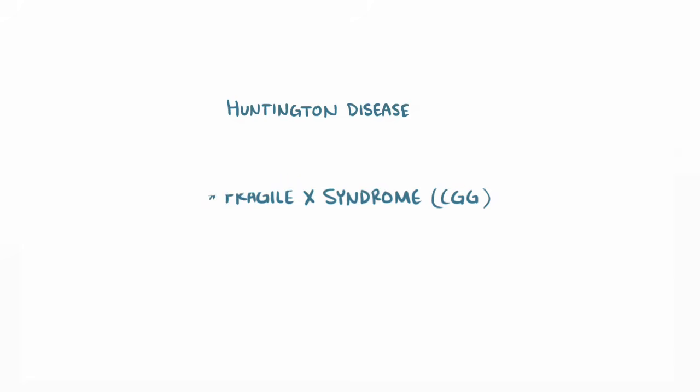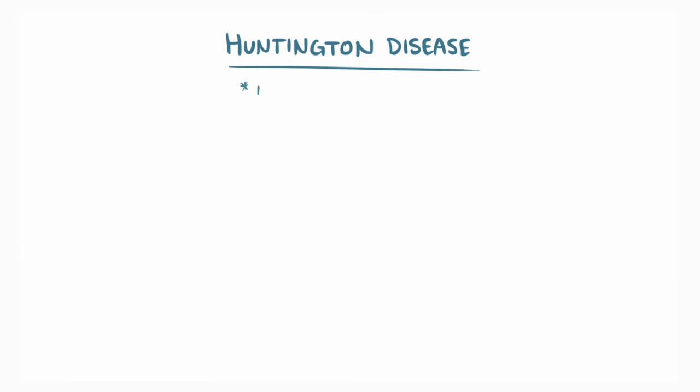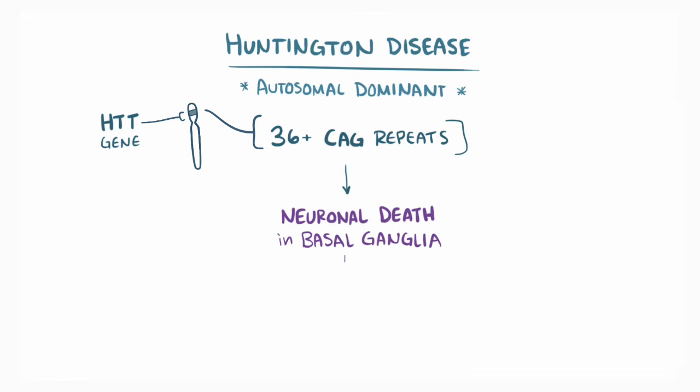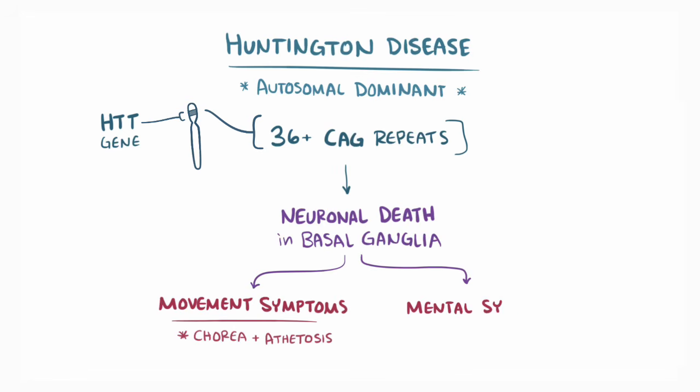Alright, so as a quick recap, Huntington disease is an autosomal dominant disease caused by having 36 or more trinucleotide repeats of CAG in the Huntington gene, which causes neuronal cell death in the basal ganglia, causing movement symptoms like chorea and athetosis, as well as mental symptoms like depression and dementia.